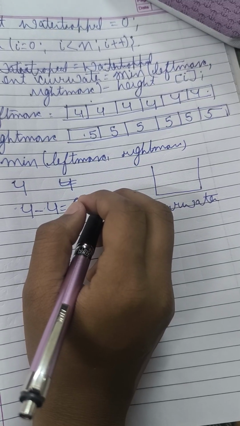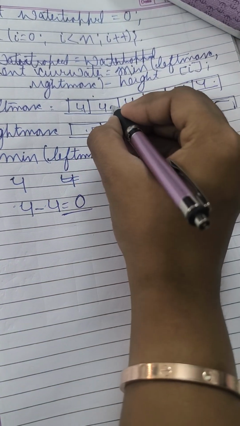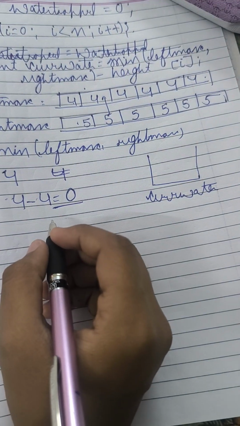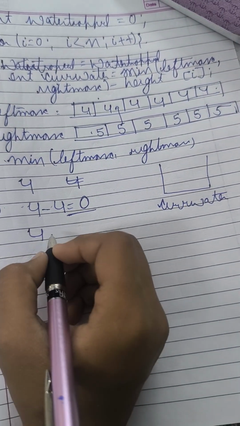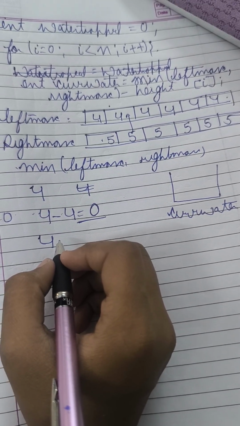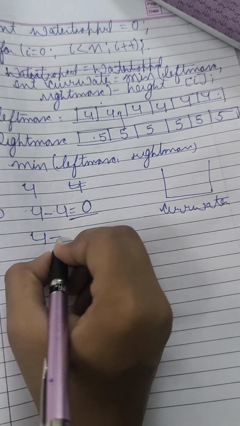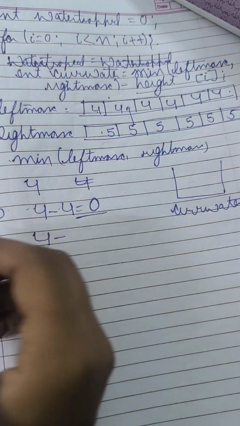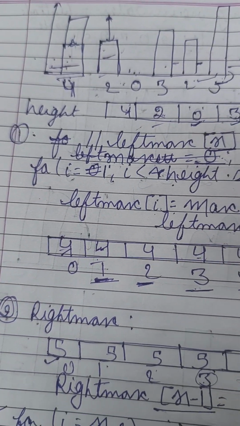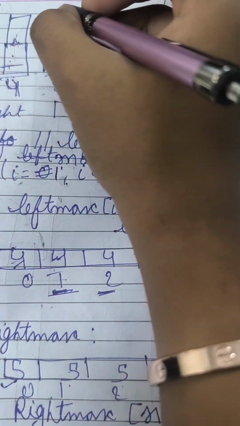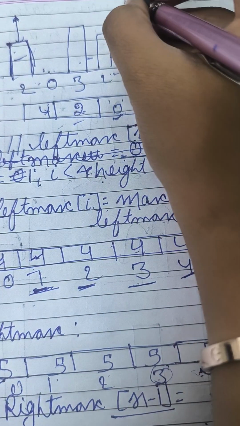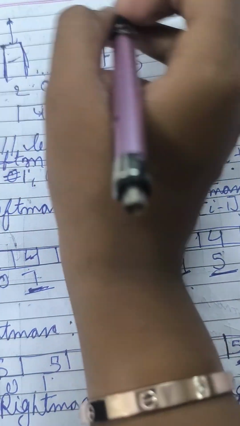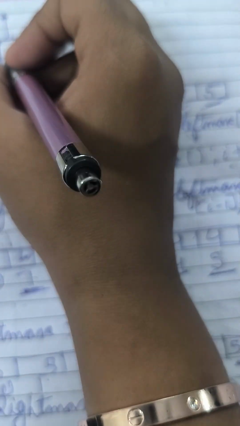Now moving towards the second element. Again for the second element I find the minimum of left max and right max. The minimum over here is again 4. After finding the minimum of left max and right max, I reduce the height of I from it, because if you see the graph which I have created over here, I tried to find the left max and right max, and the minimum of left max and right max is going to give me how much water is going to be stored.